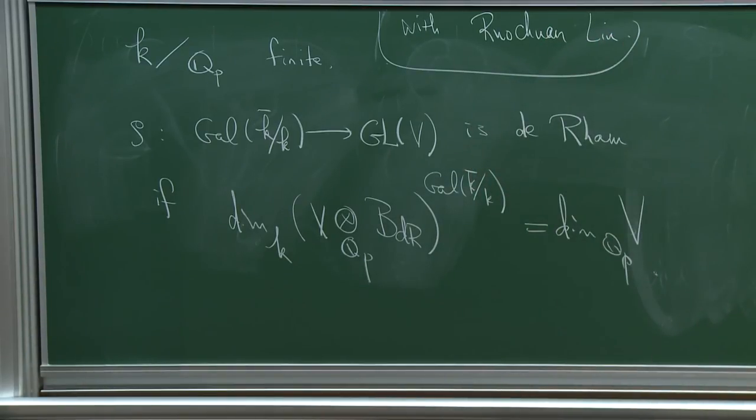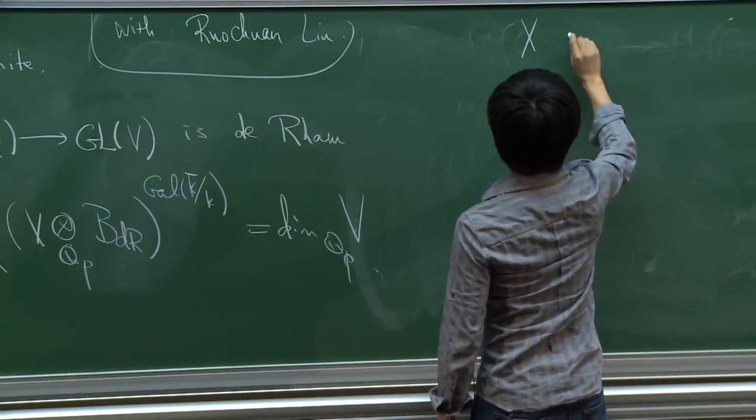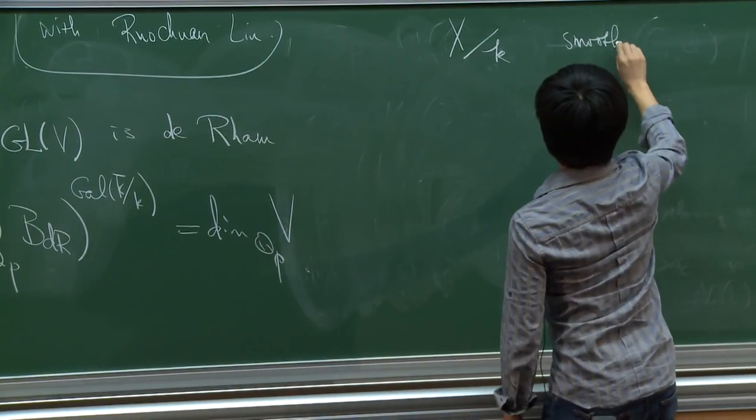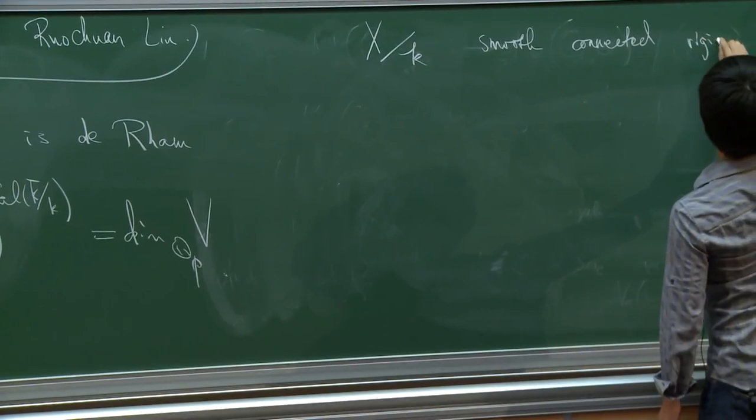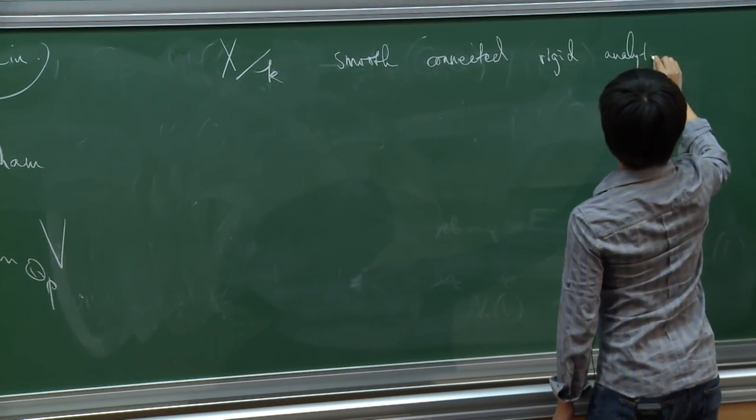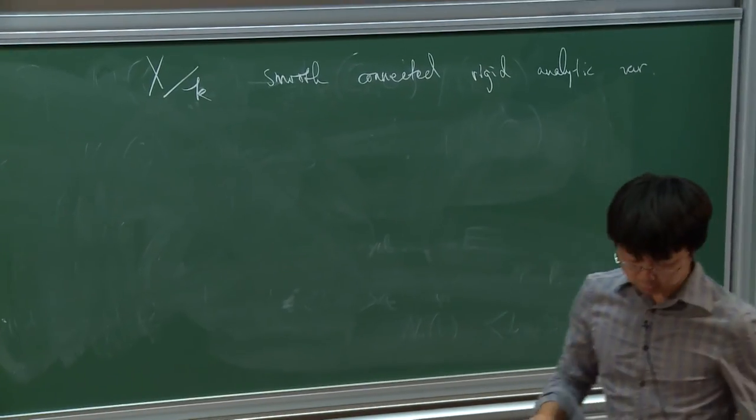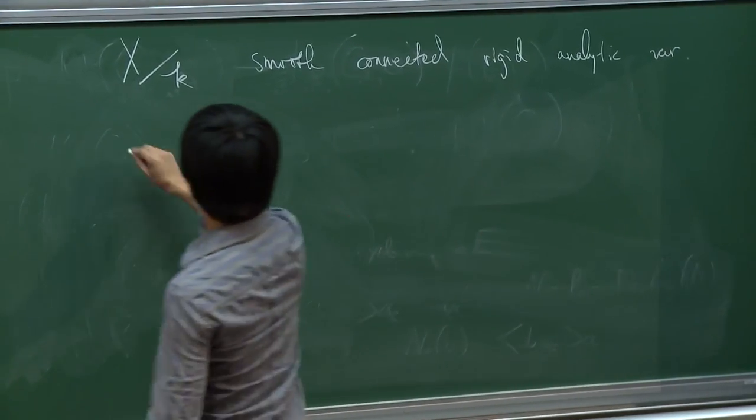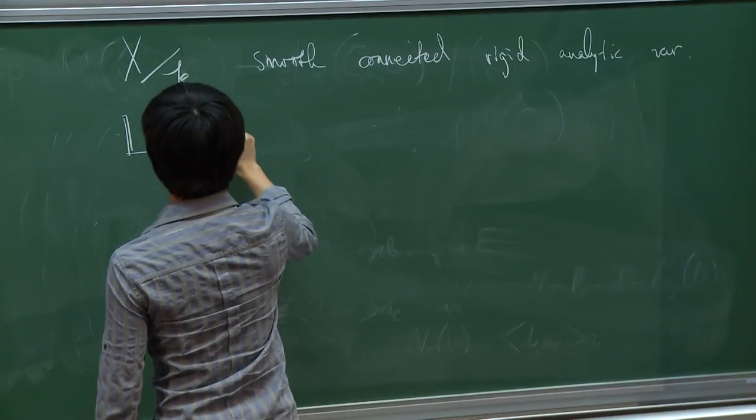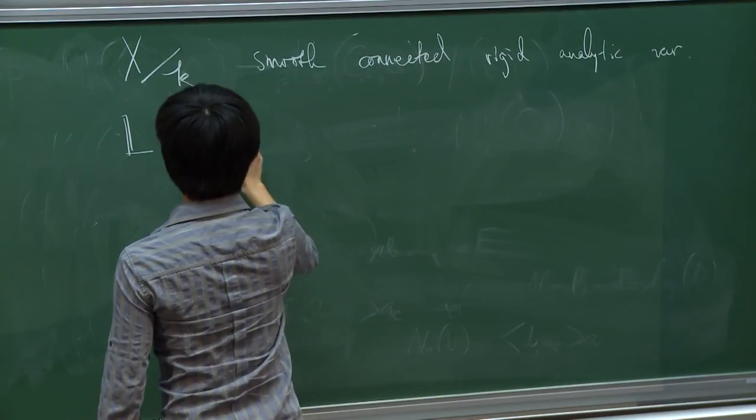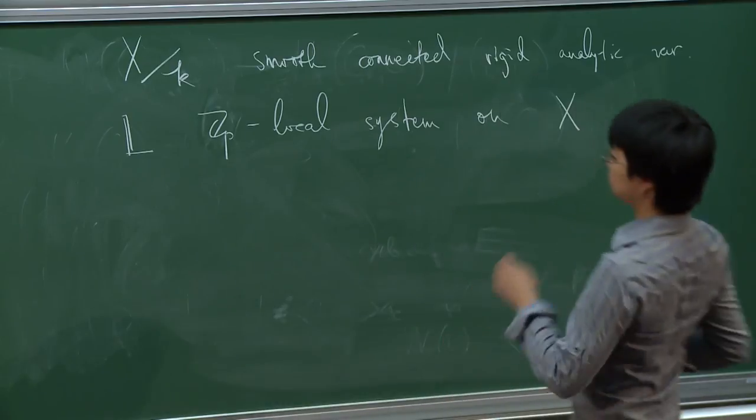The situation we're interested in is the following. Suppose X over K is a smooth, connected rigid analytic variety. I could start with an algebraic variety, but eventually I need to go to analytic geometry. Let L be a Z_p étale local system on X.